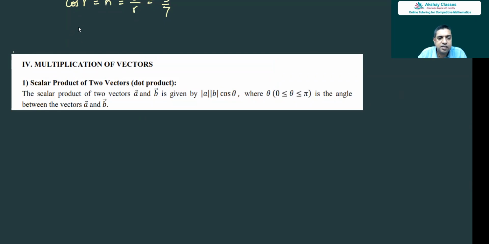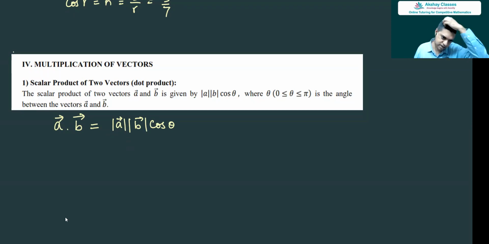So two vectors A and B, the scalar product of two vectors A and B is given by A dot B, and this is defined as modulus of A, modulus of B, cos theta, where theta is the angle between the two vectors A and B. Now, how do you calculate the angle between the two vectors A and B? So let's say this is vector A and this is say vector B.